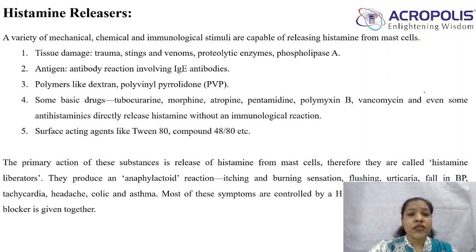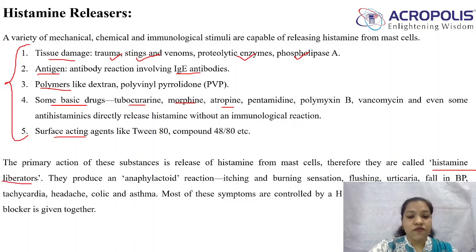Now let us see what are the stimuli which result in the release of histamine in the body. Like we have already seen, there can be tissue damage, like trauma, stings and venoms, any proteolytic enzyme or phospholipase A. Second, there can be an antigen, like an antigen-antibody reaction involving IgE antibodies. Third, it may be due to polymers such as dextran and polyvinyl pyrrolidone. Fourth, it can be due to basic drugs which we are taking such as tuberculin, morphine, atropine, or finally it can be due to surface active agents. So these are the substances which trigger the release of histamine inside our body. These are the five substances, also known as histamine liberators, which result in the release of histamine from our body.